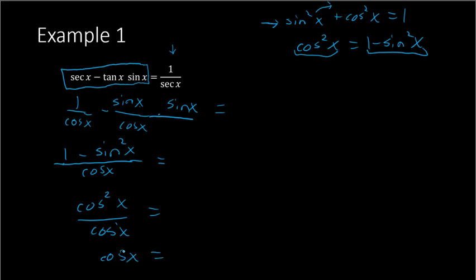All right, now from here, we're basically done. We have to get it to be 1 over secant of x, which cosine of x is equal to 1 over secant of x. So we have gotten the left side to be equal to the right side, 1 over secant of x. So therefore, example 1 has been verified. We have verified this identity.